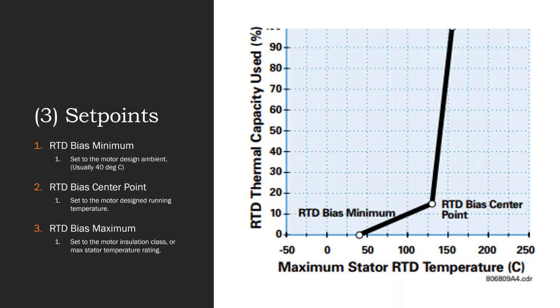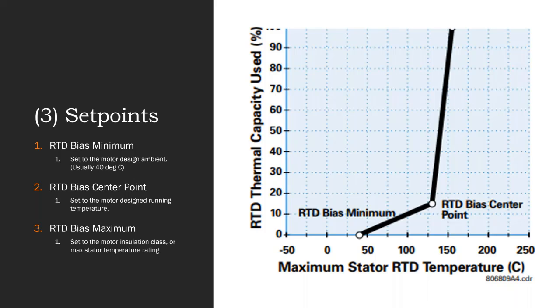Okay. Now the second item that we need to enter is the RTD bias center point, and that is the motor designed running temperature. The temperature that the motor is designed to run at during a steady state condition. And you'll see on the chart that usually corresponds to around 18% of the thermal capacity used.